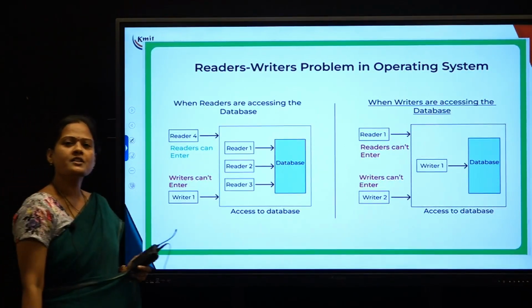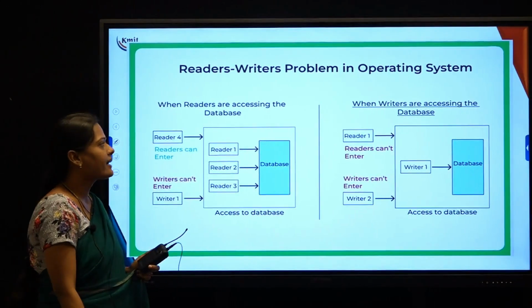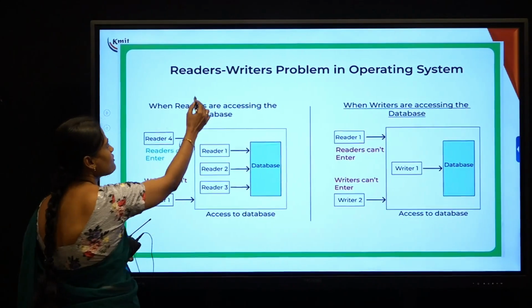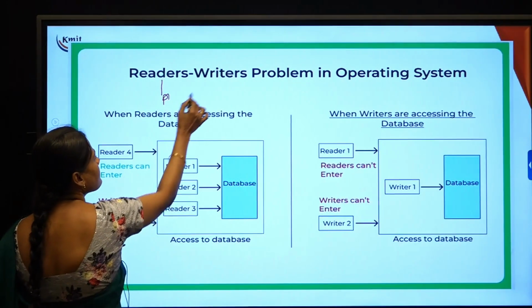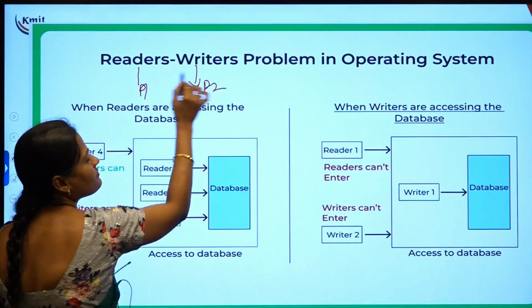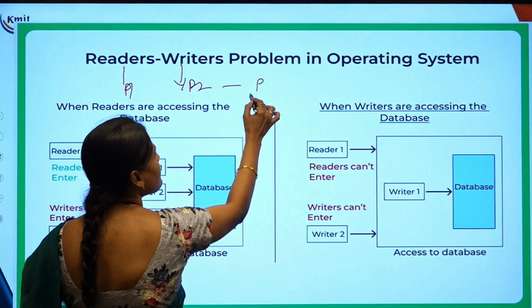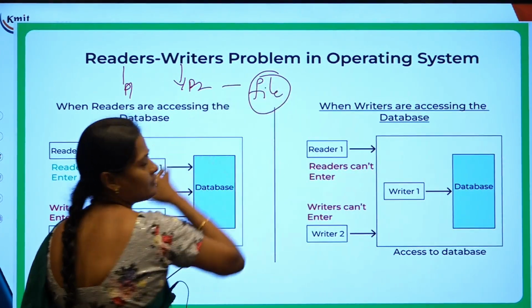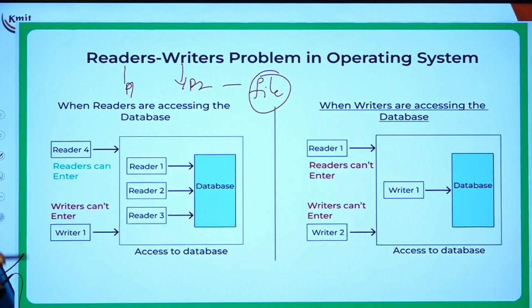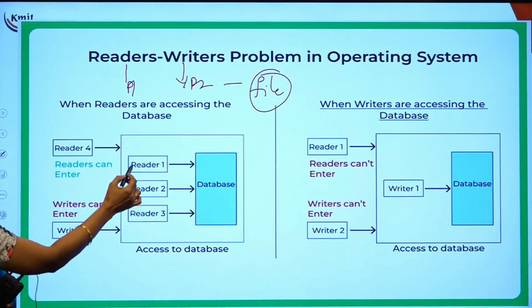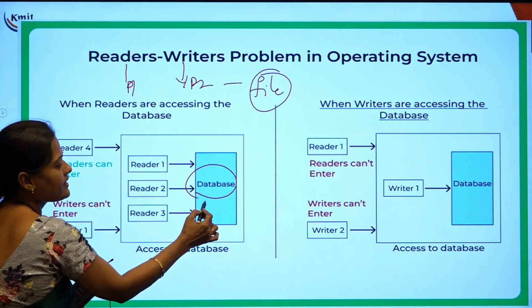Now we move on to the second problem, which is your reader and writer problem. Here we have two processes, one is your reader process, the other is your writer process. Same as your producer-consumer, but here we will use a shared variable, which is a file, or you can take any database.